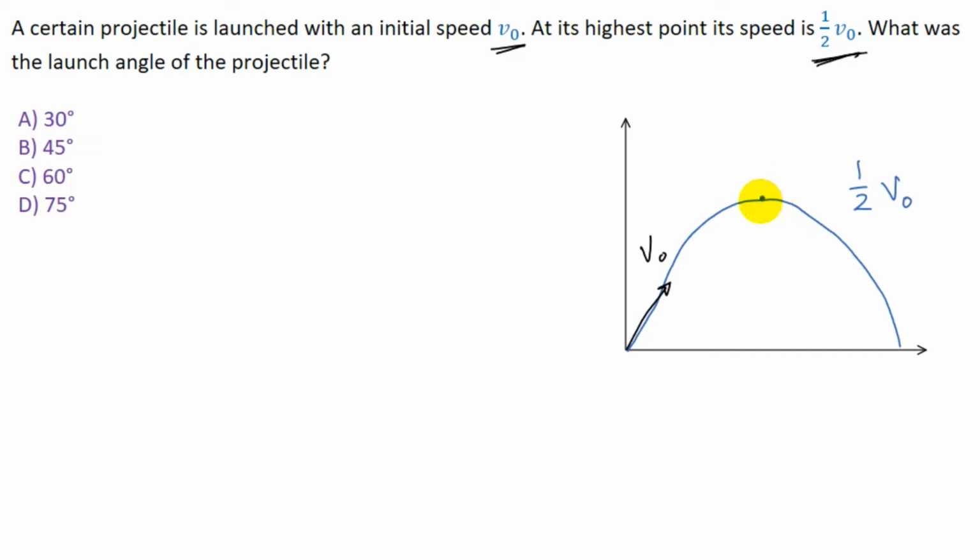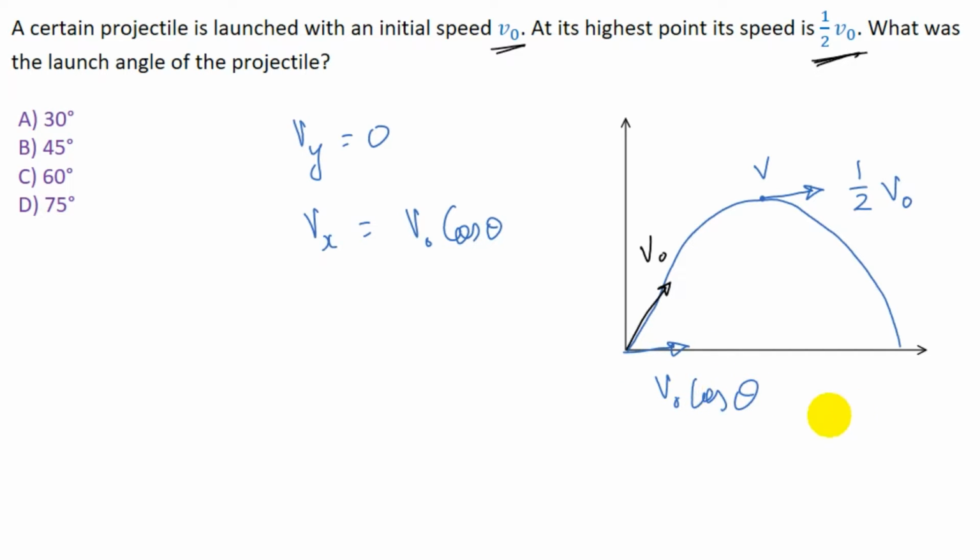Now at the highest point, the direction of the velocity would be like this, v, and at this point there is no component of velocity in the vertical direction, so we can say that vy is 0 at this point. And what would be vx at this point? This would be v0 cosine theta, because in projectile motion the horizontal component of velocity remains the same throughout the motion, as we have considered that there is no drag or air resistance. That is why this component always remains the same.